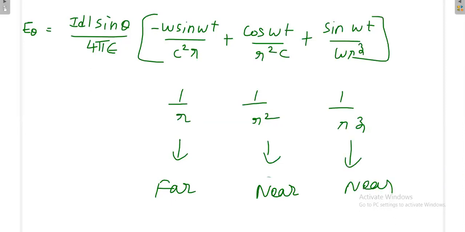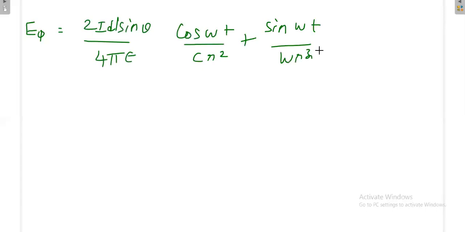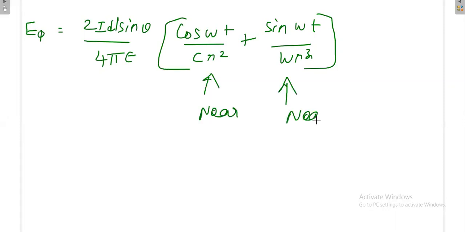Then I take the last one, that is E phi. E phi is 2 I dl sin theta divided by 4 pi epsilon, cos omega t divided by c r square, sin omega t divided by omega r cube. So again this is near field. This is also near field. But as per antenna analysis, what do you want? You need far field. Once a far field is there, then you have to take it for analysis. It consists of only near field.